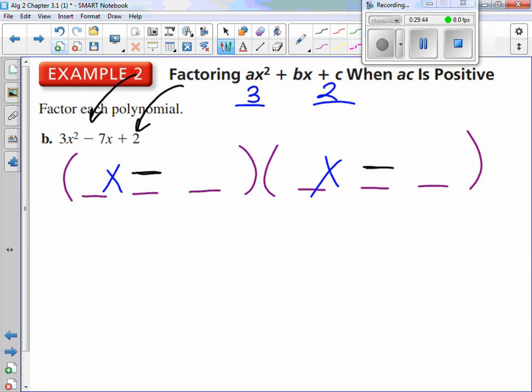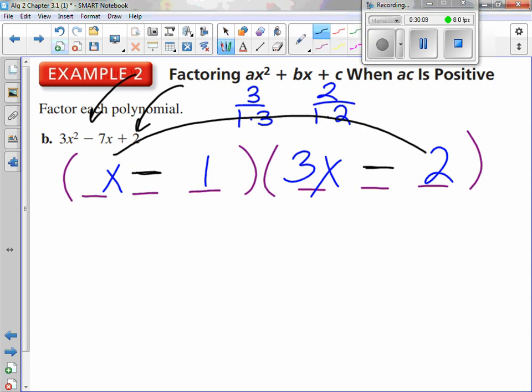So what are our factors of 3? Any others? No, 1 and 3. I'll just plug them in. How about 2? I'm just throwing them down, because what is our next step? We check.